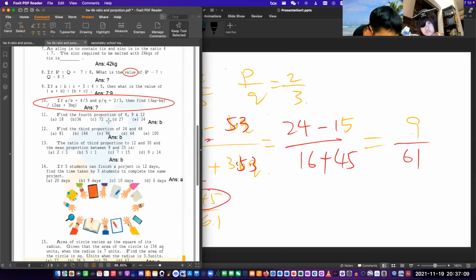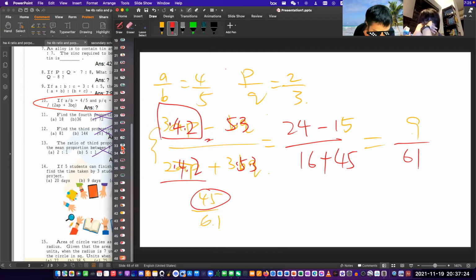Find the fourth proportion. Okay, this is not covered. Find the third, not covered. The ratio of the third proportion, no need. If 5 students can finish your project in 12 days, yeah. So this is a similar question. Okay, like what we did just now.